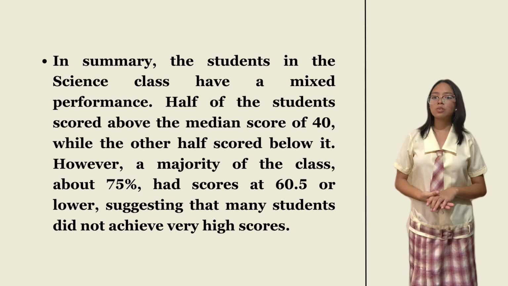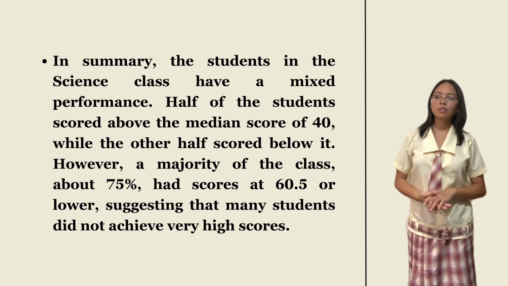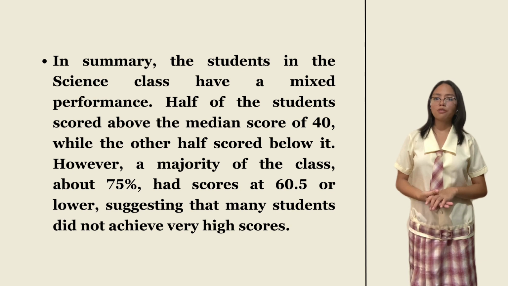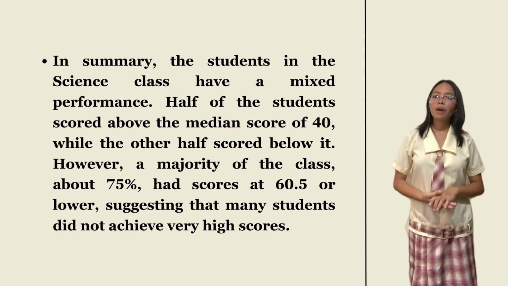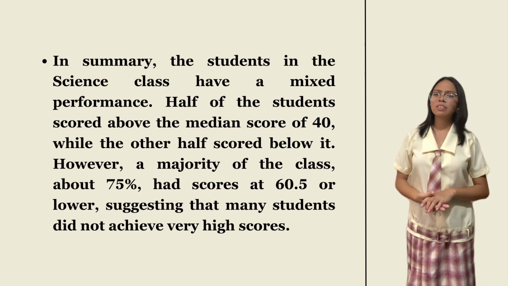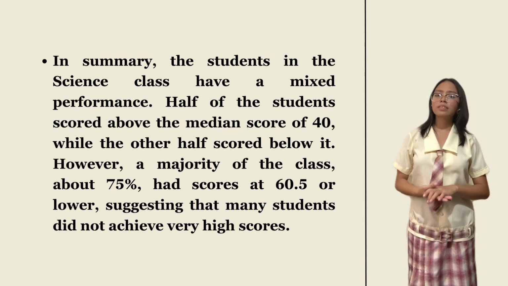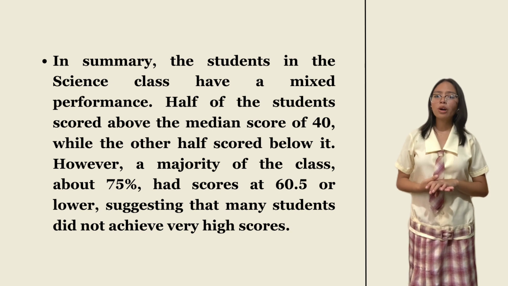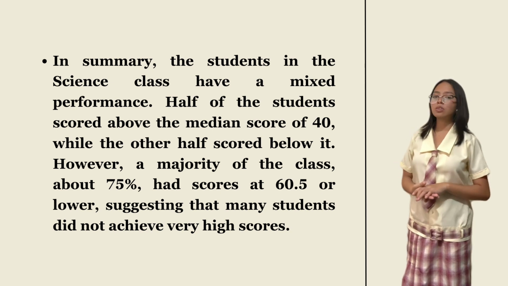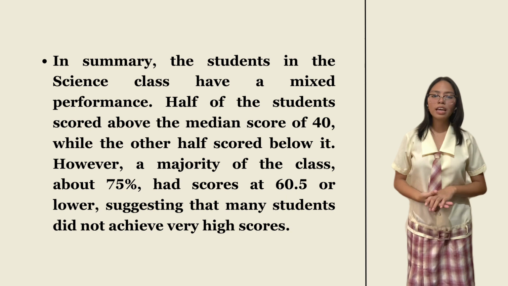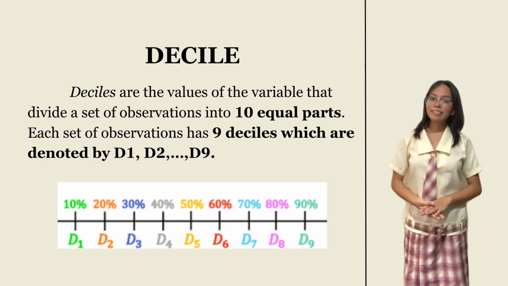In summary, the students in the science class have mixed performance. Half the students scored above the median score of 40, while the other half scored below it. However, a majority of the class, about 75%, had scores at 60.5 or lower, suggesting that many students did not achieve very high scores. Next is deciles.